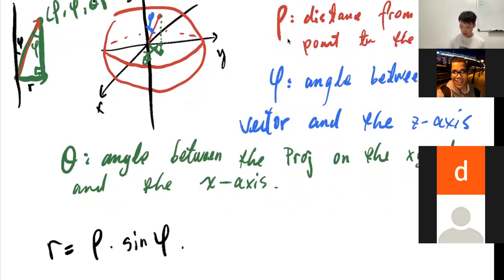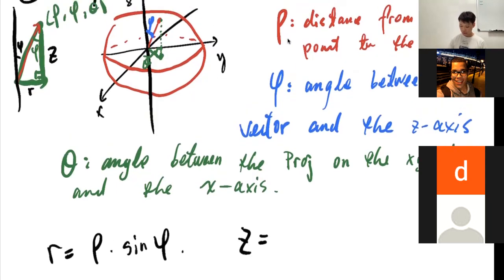And then this length is exactly the length of the z coordinates, right? Because we're projecting onto the xy plane. So this is exactly the length of the z-axis, z coordinate. So you know z is equal to rho cosine phi. That works when you have a negative z, because in that case your phi would be more than 90 degrees, and that becomes negative.